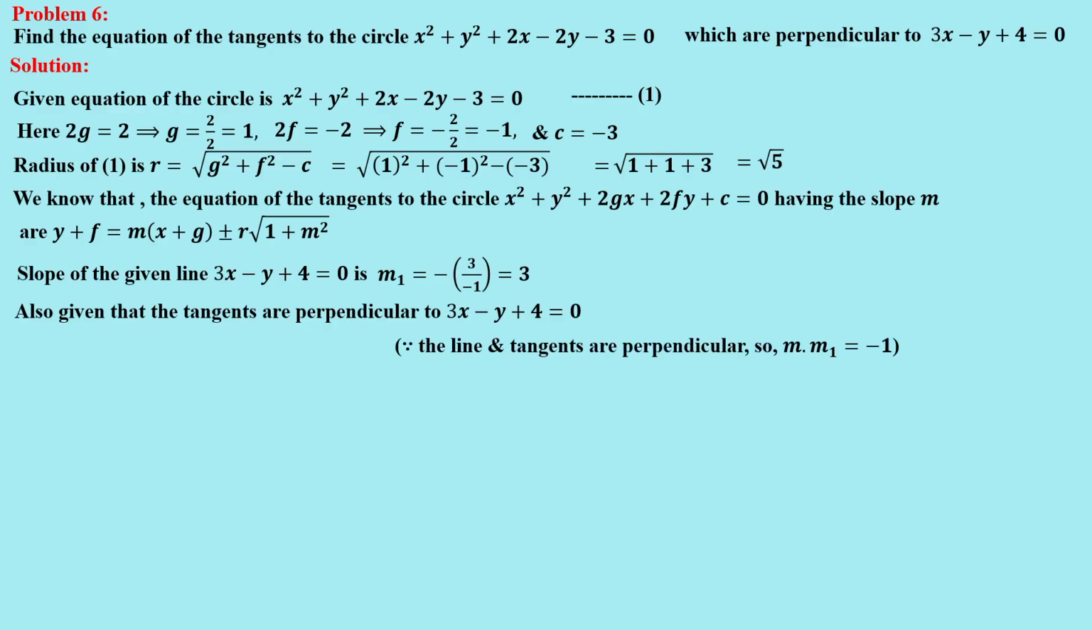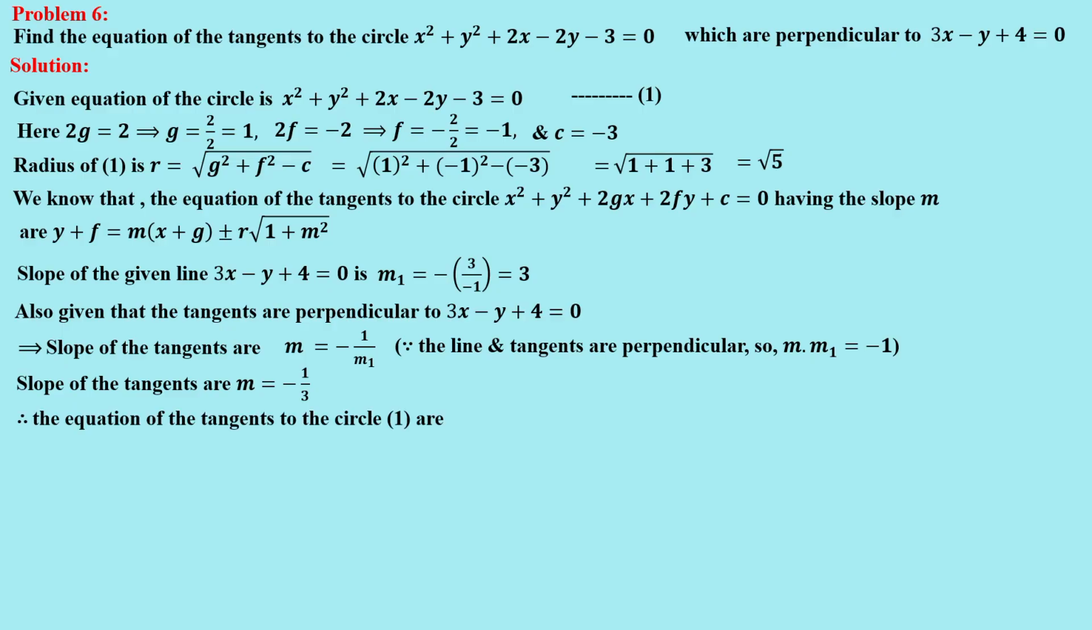Also the given tangents are perpendicular to the given line 3x minus y plus 4 equal to 0. So we are taking the slope of the tangents as m, that is equal to minus 1 by m1. So the line and tangents are perpendicular; if two lines are perpendicular, the product of their slopes equals minus 1. Here the tangents and the line are perpendicular, so m1 into m is equal to minus 1, so m is equal to minus 1 by m1. Substituting the value of m1, the slope of the tangents is m equal to minus 1 by 3.